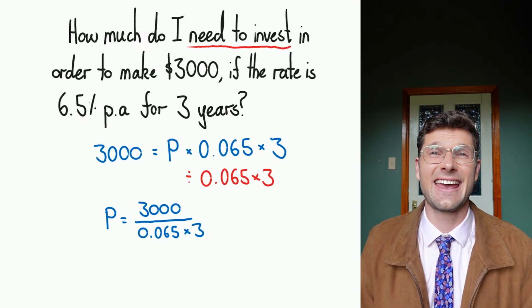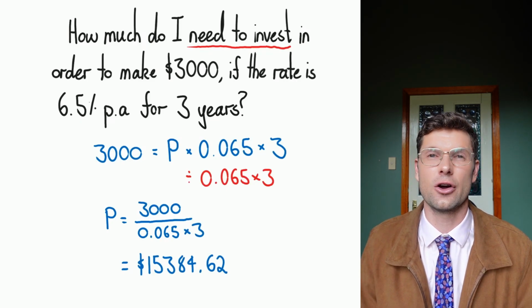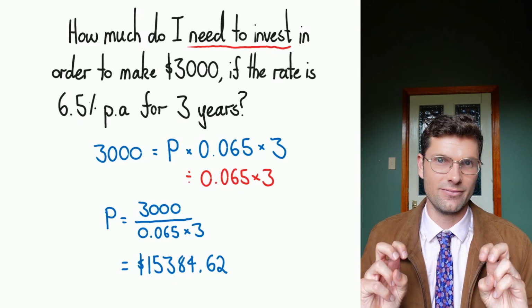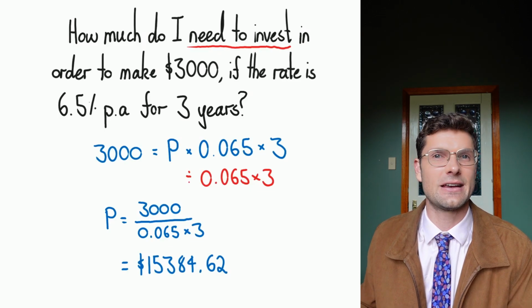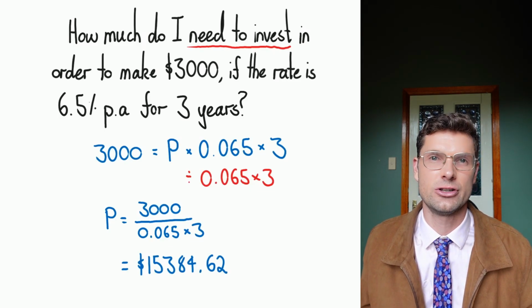All you've got to do is throw this into your calculator, and the answer is $15,384, and that's all you've got to do. What is important to recognize here is to make $3,000 for doing nothing, you will have to invest quite a bit of money up front, but this makes sense. The more principal you put in, the higher your interest returns will be.